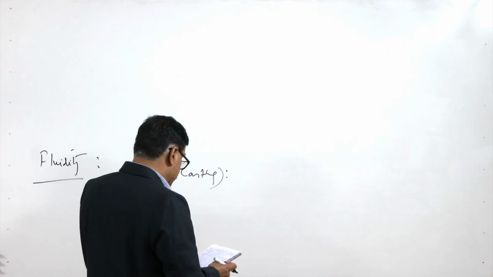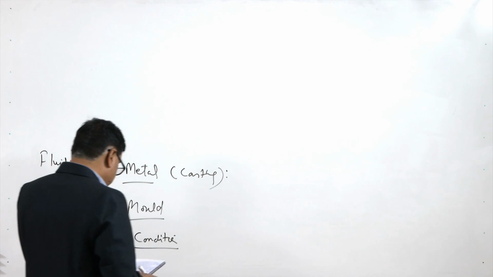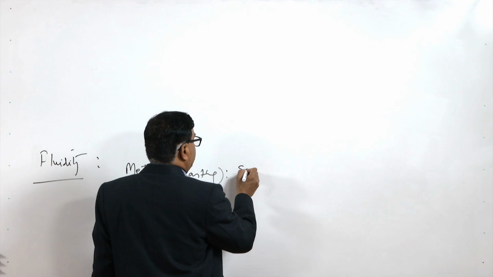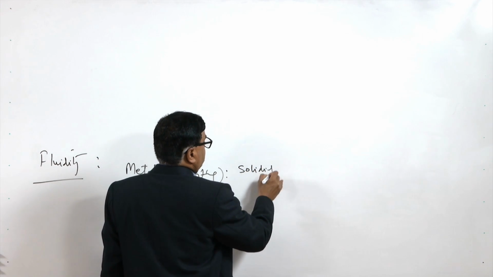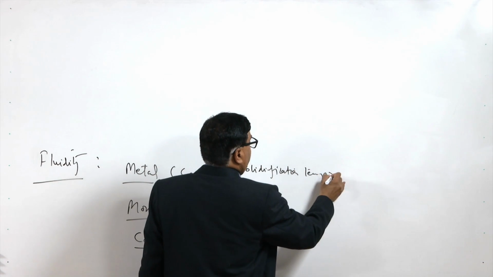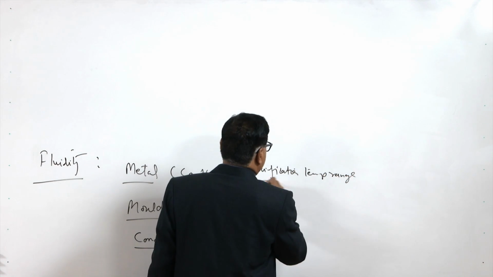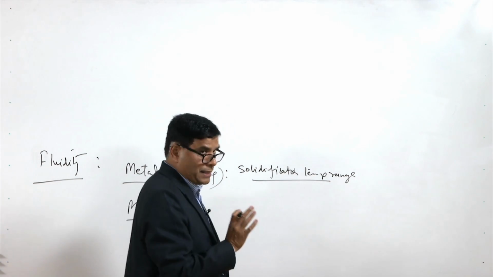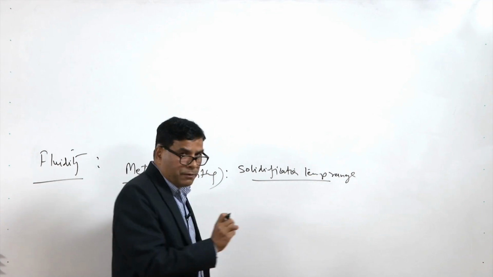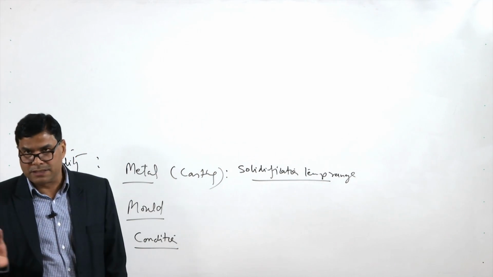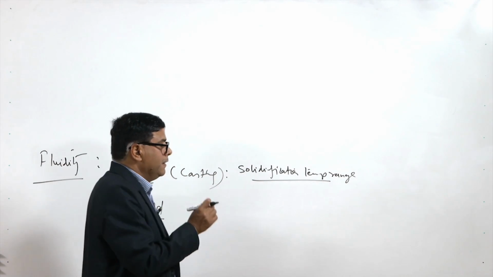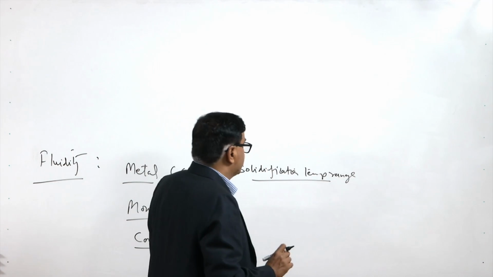So, the properties related with the metal which will be affecting the fluidity include the solidification temperature range. It is always desired that the range is as small as possible. Wider is the range, lesser will be the fluidity. So, the pure metals and the metals of the eutectic systems result in much better fluidity as compared to that of the alloys with the wider solidification temperature range.